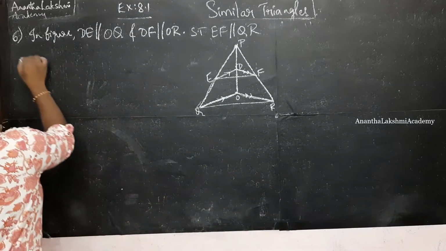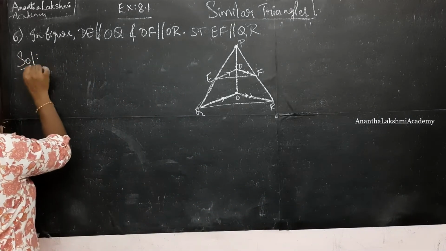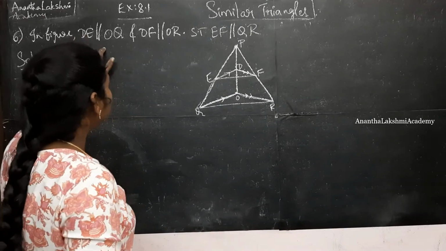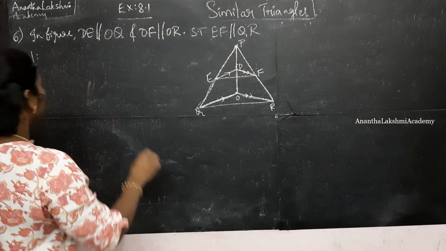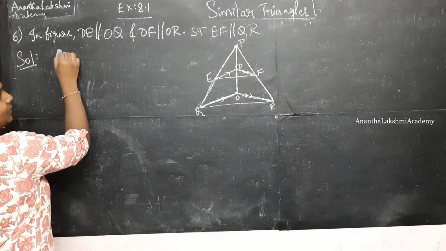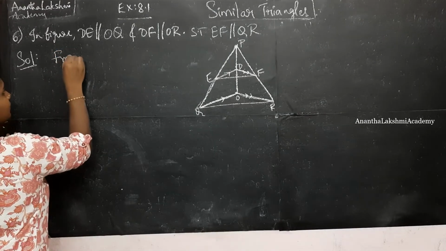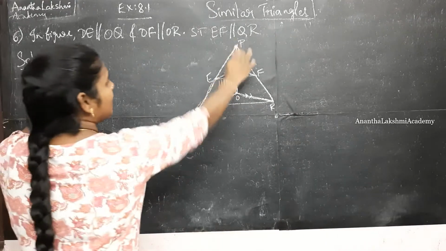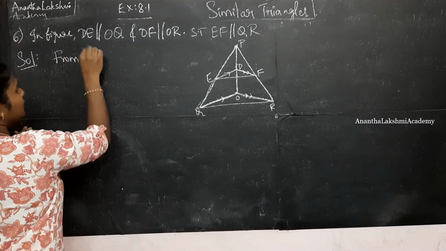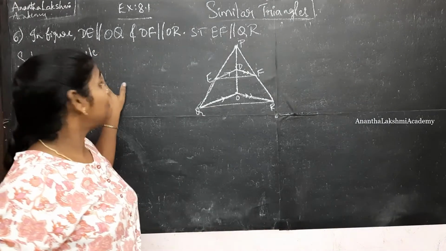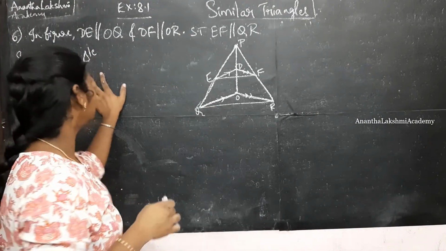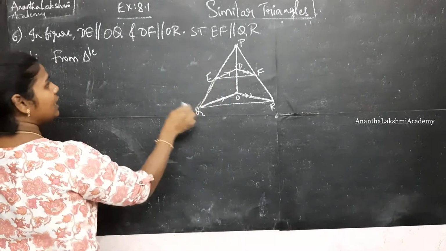Okay, so let's do this. In the figure, DE is parallel to OQ. Okay, from triangle POQ. I haven't written the given part here. Please make sure you write that. Okay, from triangle POQ.